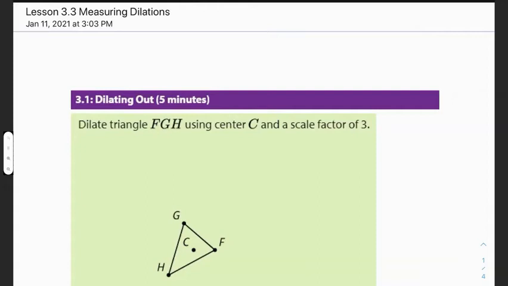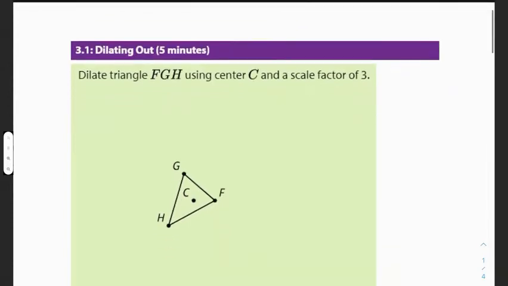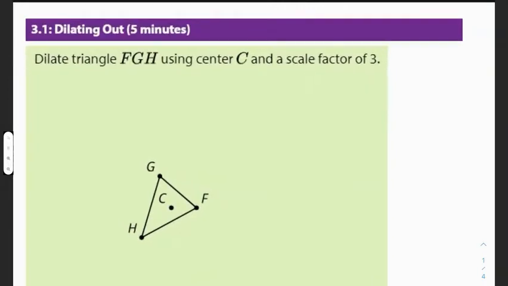All right, Unit 3, Lesson 3, Measuring Dilations. So in 3.1's exercise here, we got dilating out. And what they want us to do here is dilate the triangle FGH using center C with a scale factor of 3. So that means the distance between our vertices F, G, and H are going to go out 3 times as much from the center C.